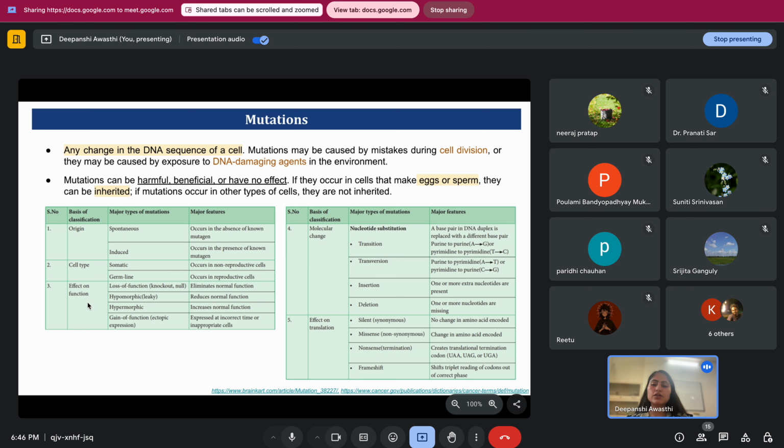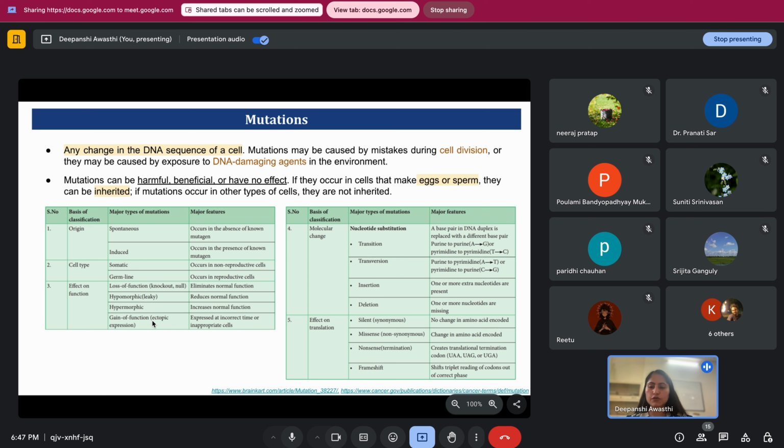And then effect on the function. Mutations could affect protein functionality in different ways. It could lead to loss of function, also known as knockout or null mutations, which eliminate the normal function. It could be hypomorphic, which means a reduction in the normal functionality. It could be hypermorphic, where the gene is expressed to a higher extent, so it increases the normal function.